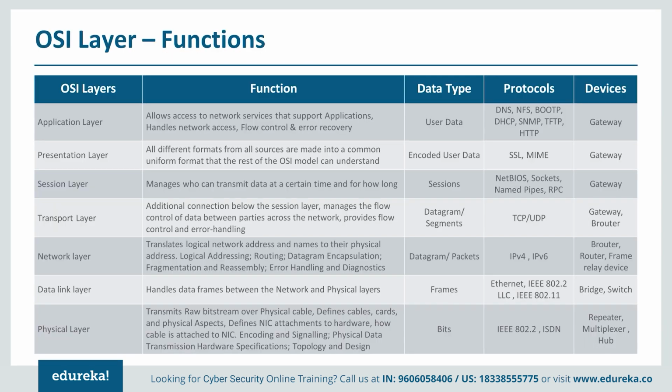The physical layer transmits the zeros and ones. We deal with the bits here. The protocol used is IEEE 802.2 or ISDN. The devices which we connect are a repeater, a multiplexer or a hub. What is a repeater? A repeater is nothing but an extender, a signal extender. Hubs also do the same thing. The hubs will not have a MAC address. A MAC address is actually what we call a burnt-in address. An address that cannot be changed.